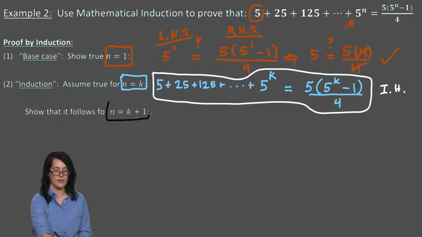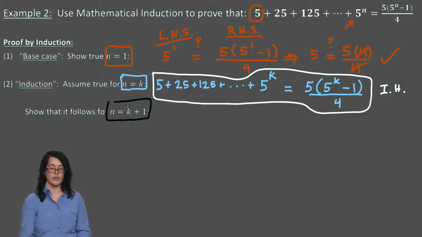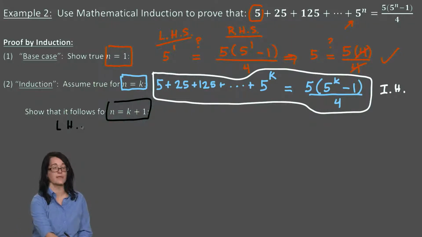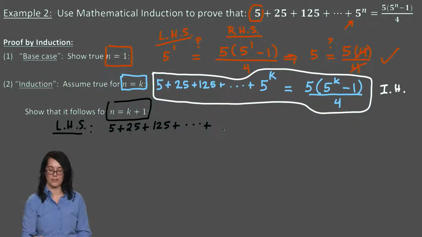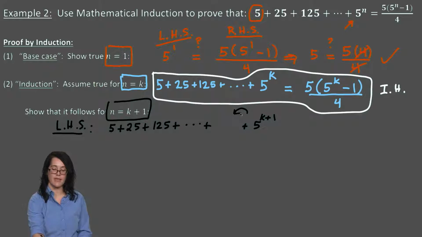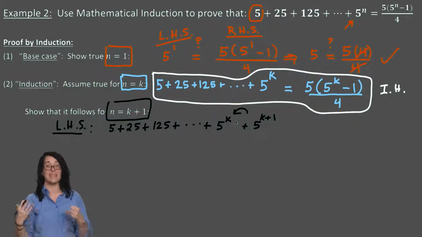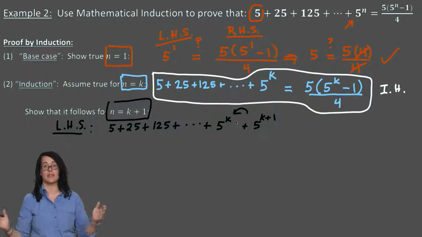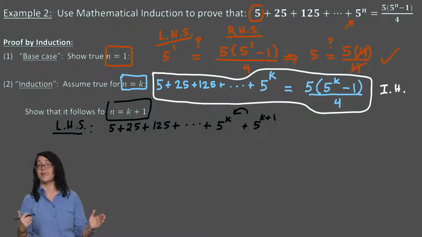What is the next term? It's when n equals k plus 1. So the left-hand side would have been what? Well, if n equals k plus 1, that would have been 5 plus 25 plus 125, all the way out to what term? That's right, to the k plus 1 term, which is technically out here 5 to the k plus 1. But who comes right before the k plus 1 term? That's right, the kth term. 5 to the k is right there. So that's the implication you have to recognize, that if you're going out to the k plus 1 term, the term right before it is the kth term.